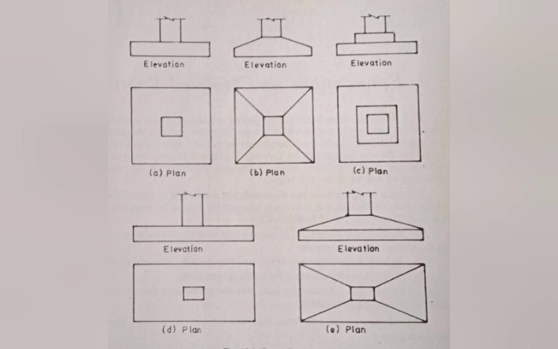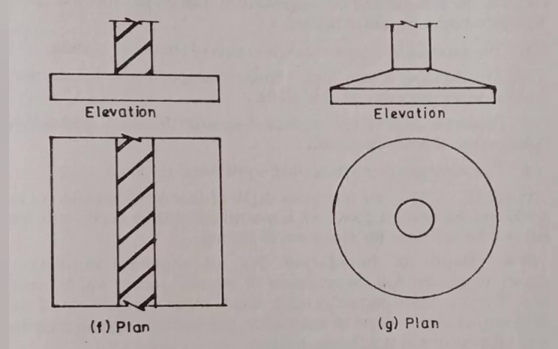These are the types of spread footings, schematical plan and elevations shown here. A. Square footings of uniform thickness. B. Sloped square footing. C. Stepped square footing. D. Rectangular footings of uniform thickness. E. Sloped rectangular footing. These are also the part of spread footing. They are wall footing and circular footing.